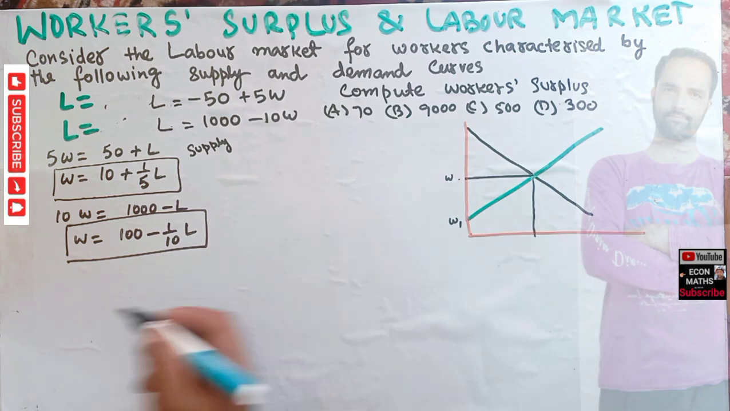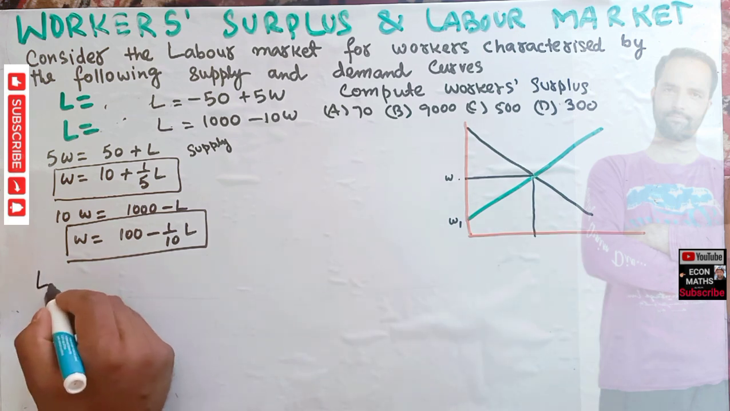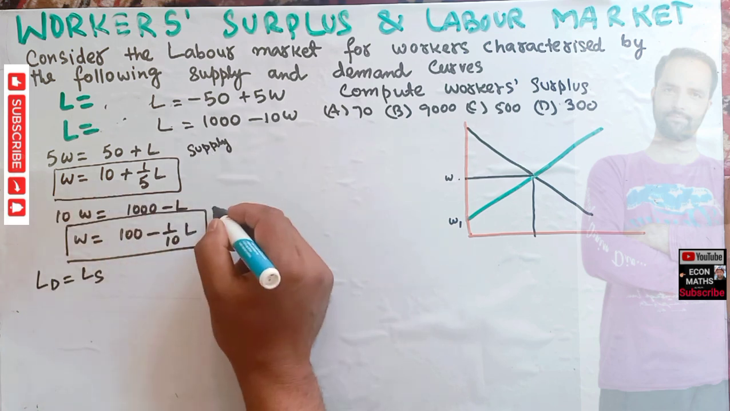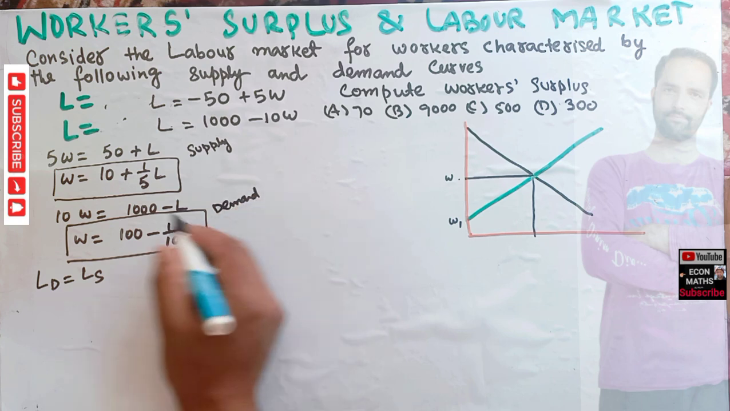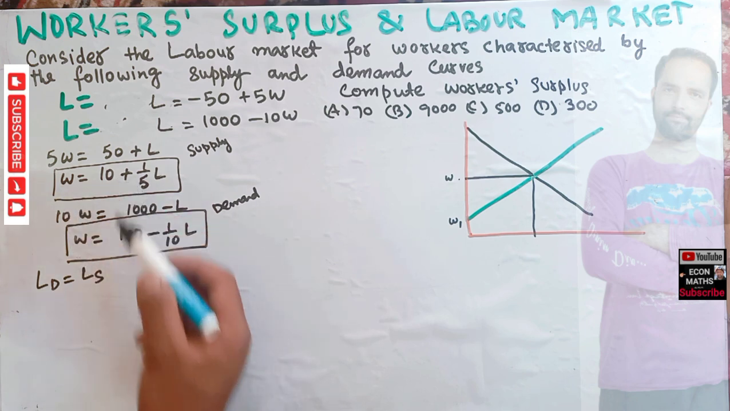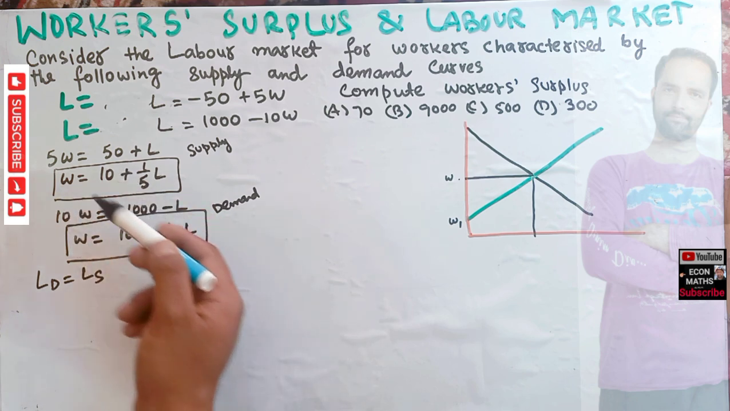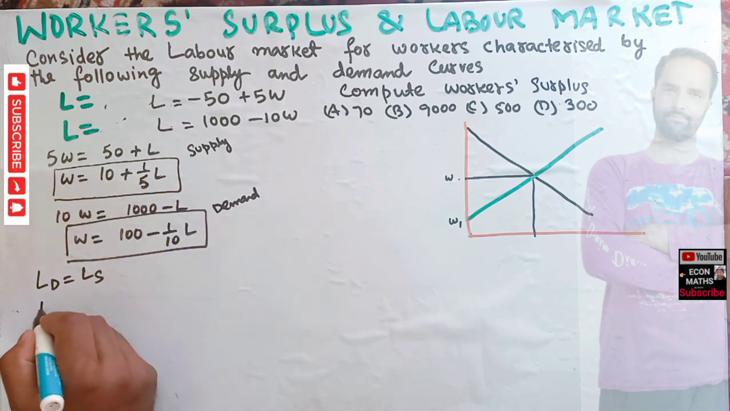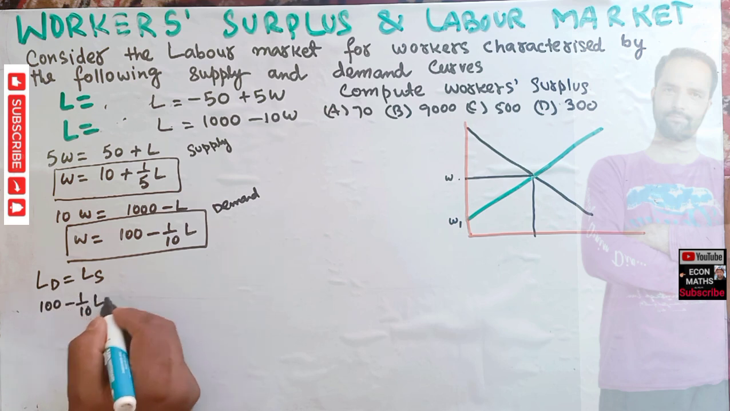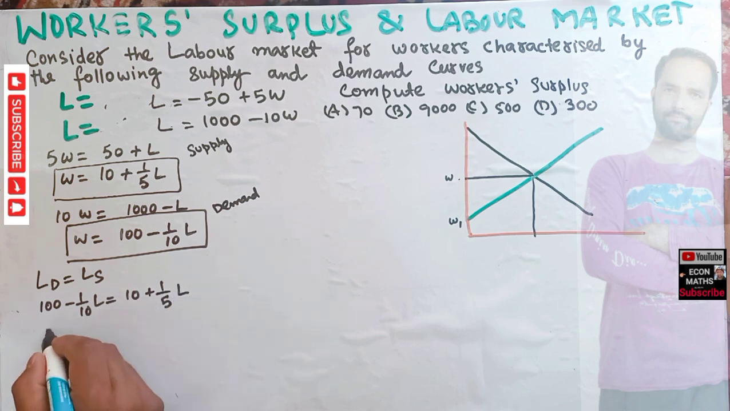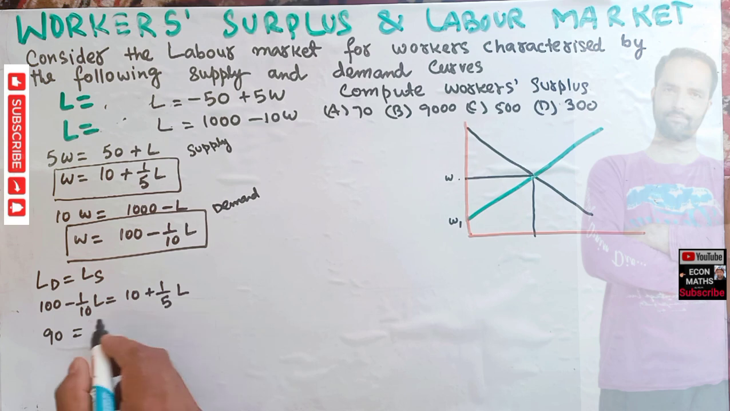Now we know at equilibrium labor demand should be equal to labor supply. This is our supply, this is our demand. Since the LHS is the same, we can equate the RHS. So we have 100 minus 1 upon 10 L is equal to 10 plus 1 upon 5 L. Transposing, 100 minus 10 is 90, so we have 90 equal to 1 upon 5 L plus 1 upon 10 L.